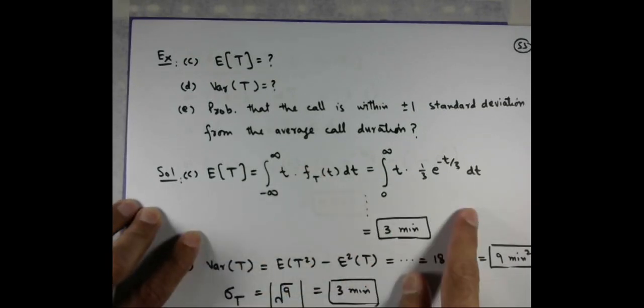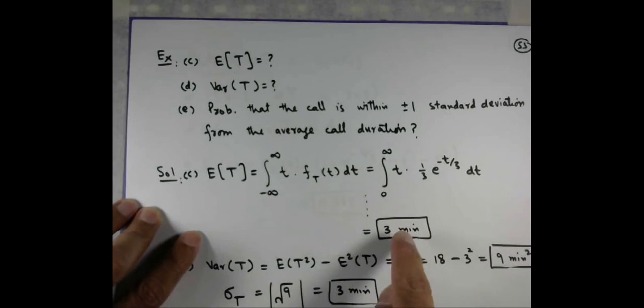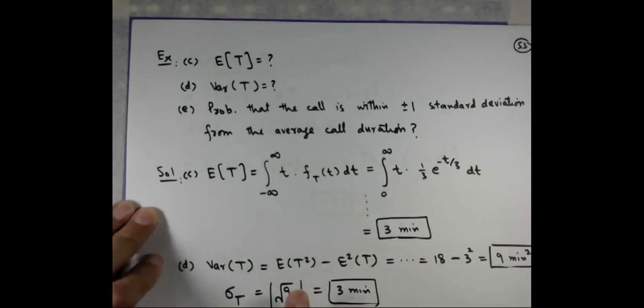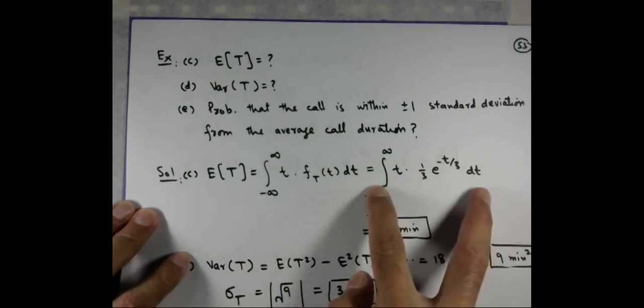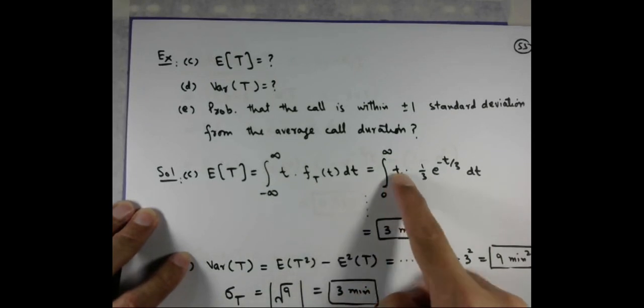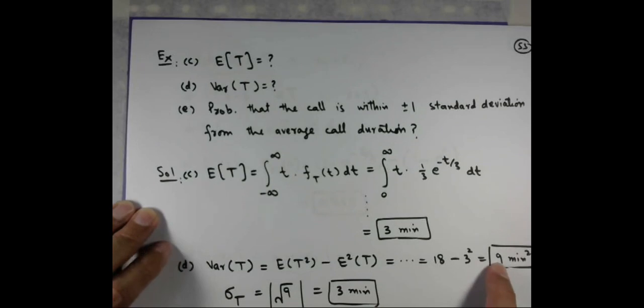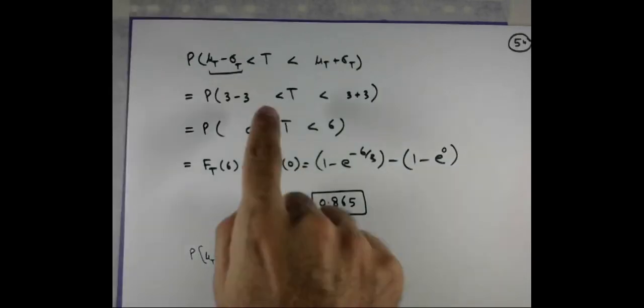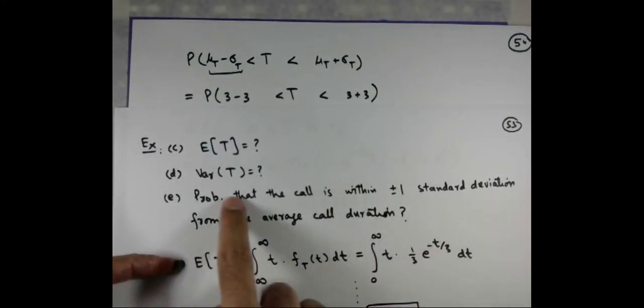Again, this is your homework on how to reach this point from this point. You simply do the integration. And then you find the variance. Again, for E of t square, you have to do the integration here, but putting this t as t square. And then you ultimately find the variance and the standard deviation. And if we know all these, we can easily find this part of the problem.